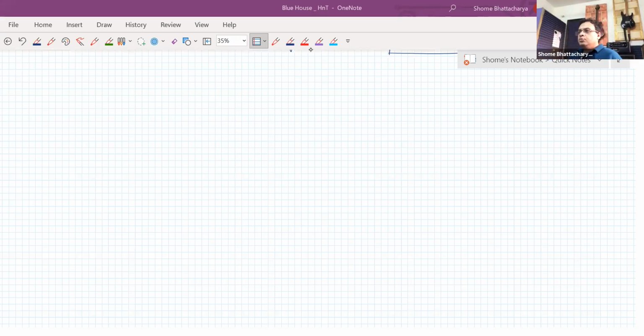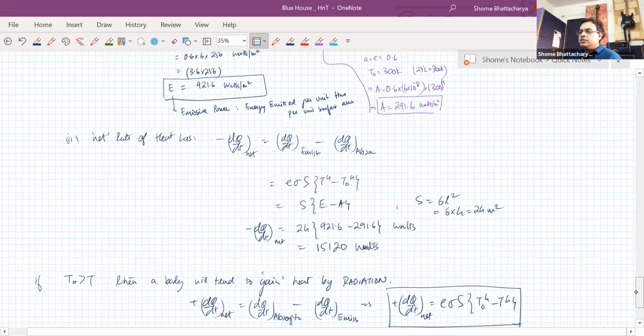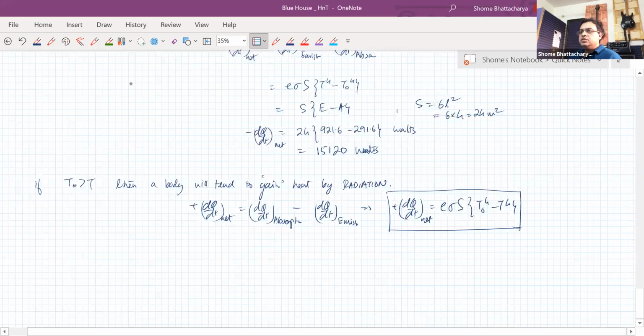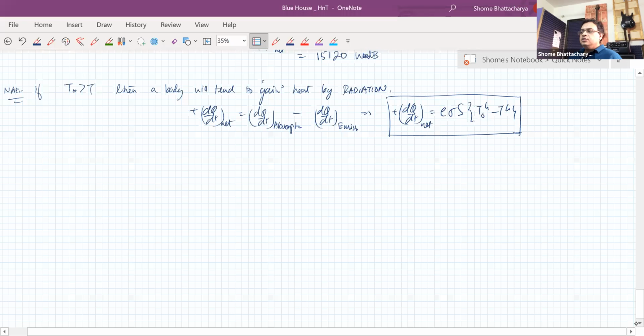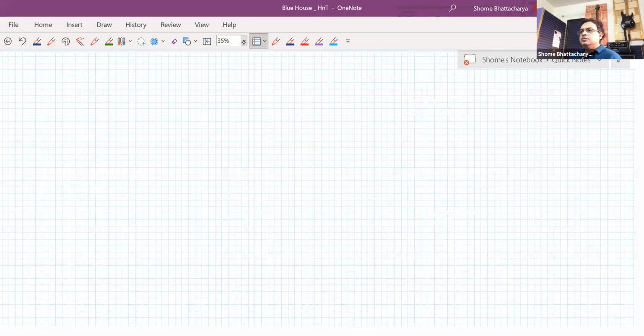Yeah, so hope the previous question was clear to all of you, how we calculated the net rate of heat loss. And after that, we are discussing that if the temperature of the surrounding is greater than the temperature of the body, then there is a net rate of heat gain like this. Okay. So with regard to this, let's look at a quick question.